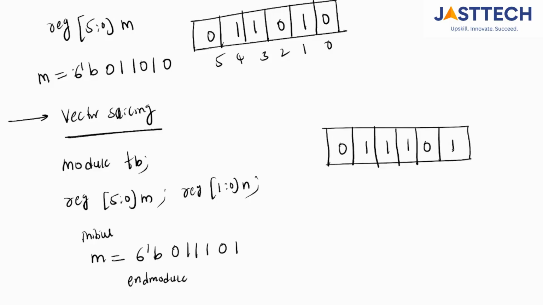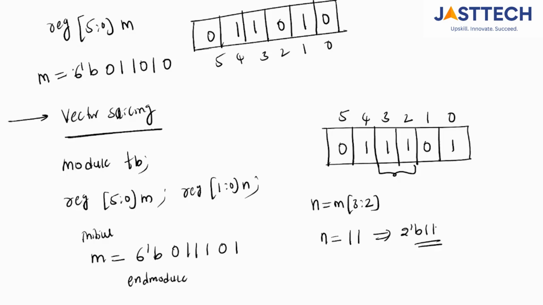Suppose I want to access only 2 bits. So n equal to, n I declared as 2 bits, no? n equal to m[3:2], I can access. What is m[3:2]? Indexing 0 1 2 3 4 and 5. These 2 bits I need to access. This is nothing but vector slicing. So now n becomes 2'b11, you will get.